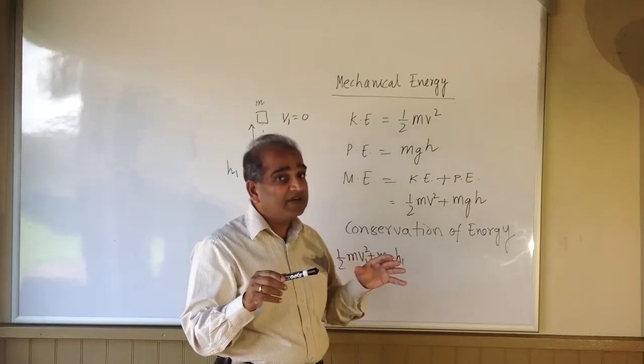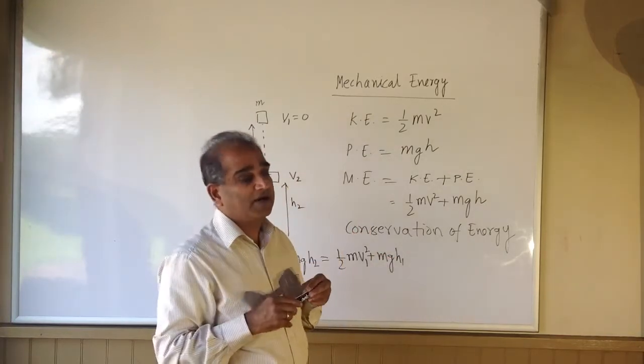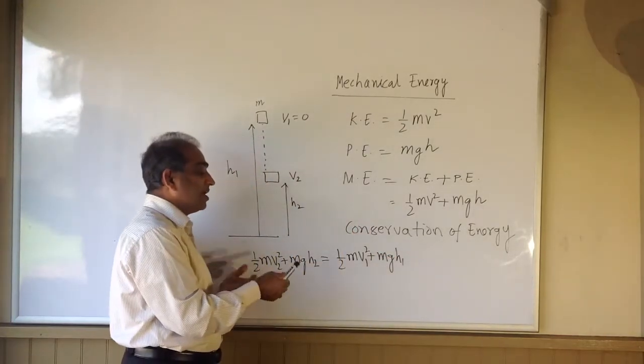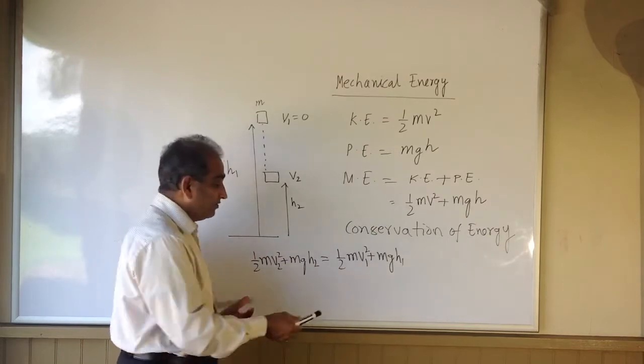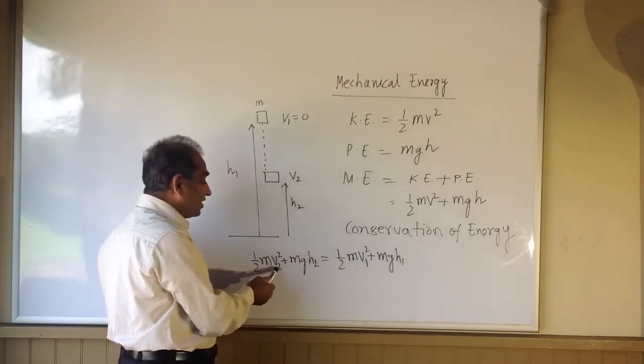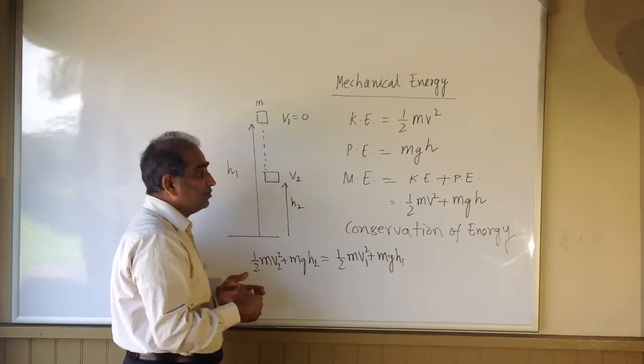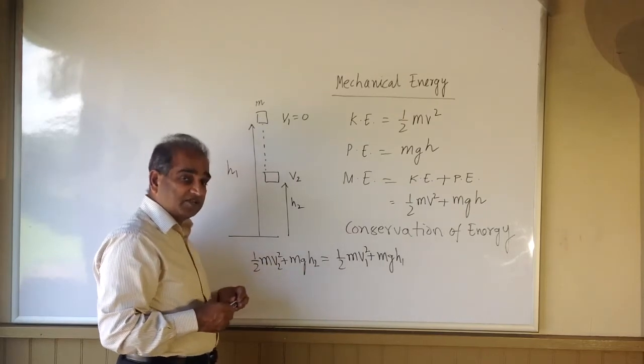So energy can neither be created nor be destroyed. So we'll use this equation and find what we want. If v1, h1 and h2 are given, we can find v2. So that's the model of this conservation of energy.